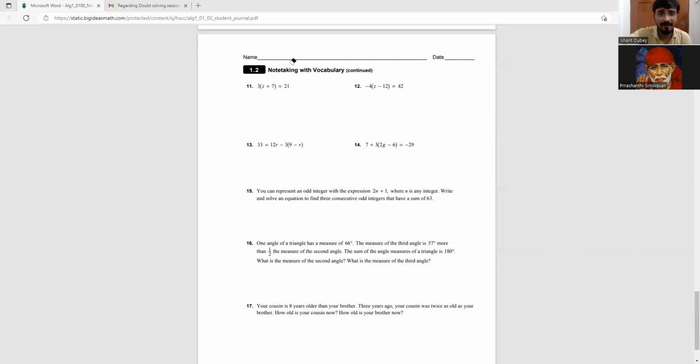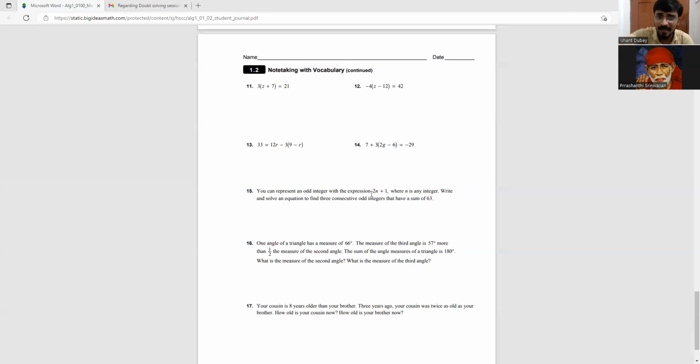Now let's read the 15th problem. Let me read. You can represent an odd integer with the expression 2n plus 1. So let me write. So this is given, right? Yes or no? So here they are saying we have some odd number that we can represent in the form of an expression, 2 times n plus 1. So that is one thing given.